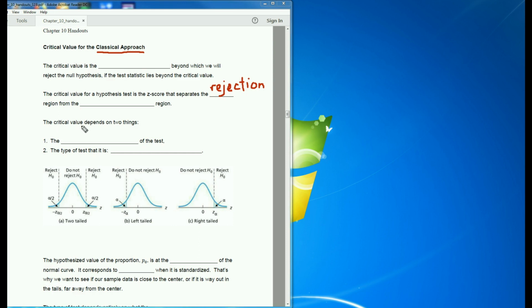And your critical value depends on two things. The first thing is the significance level of the test. Okay, remember that significance level is equal to alpha, and the type of the test that it is. There are three types of tests. We went over these last night: two-tailed, left-tailed, or right-tailed. Exactly the three that are shown right here. All right, so those are the two things that the critical value depends on. All right, I'm going to erase and scooch down a little.